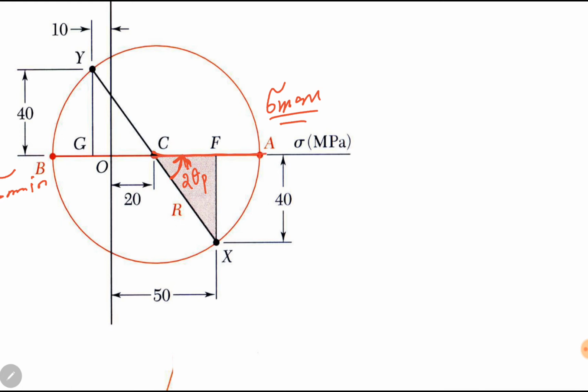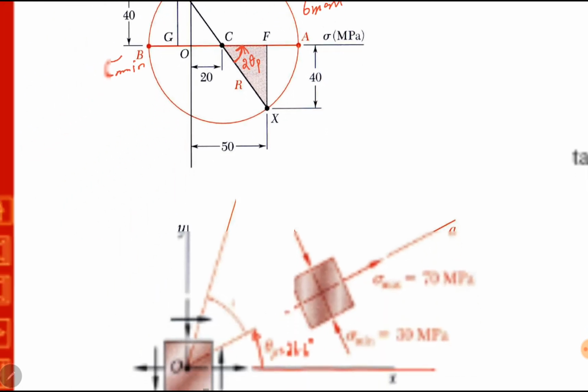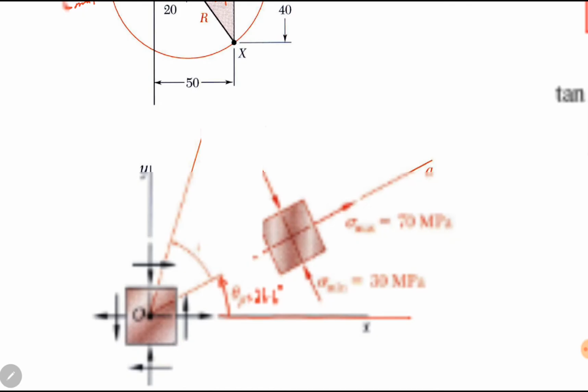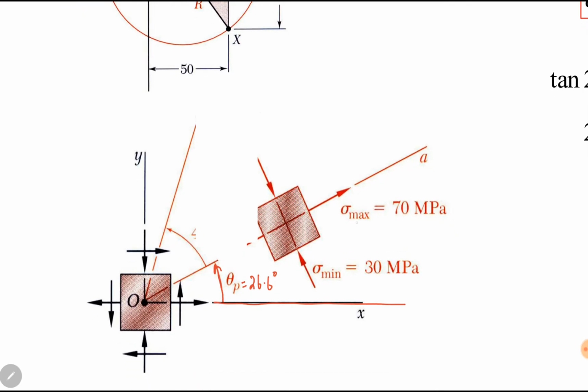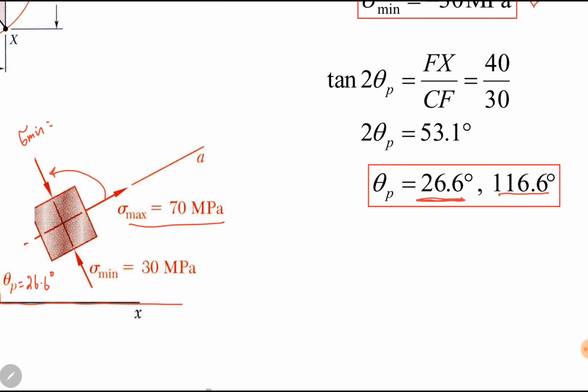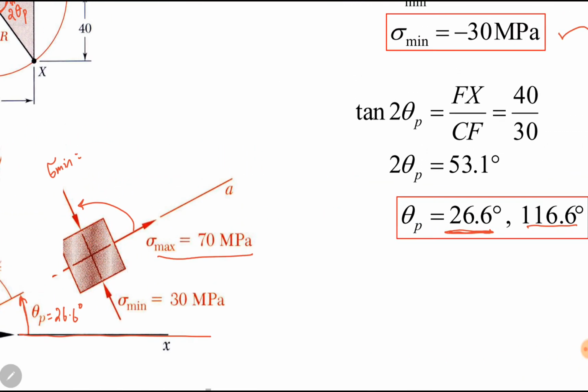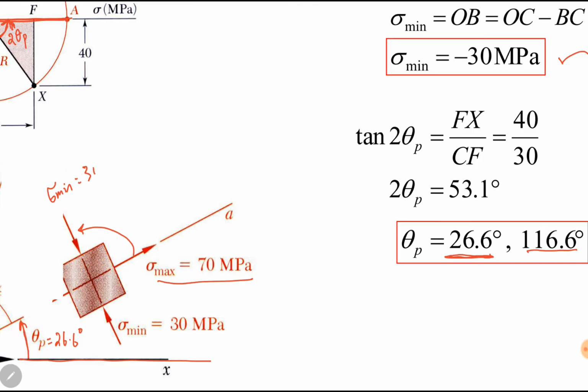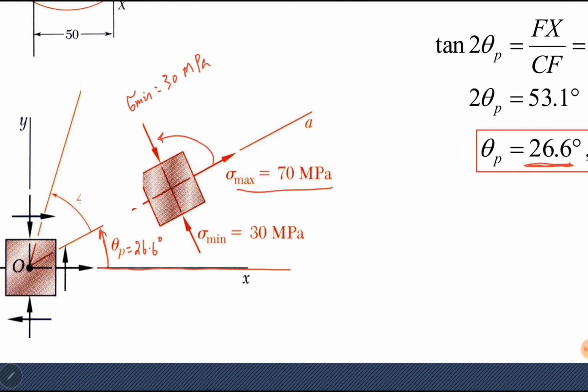This line goes to sigma maximum. So here it is, with this line it is sigma maximum. Then further at 90 degree, here is sigma minimum. Sigma minimum is minus 30. Compressive stress, so it is already minus.